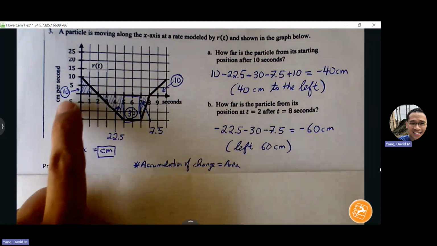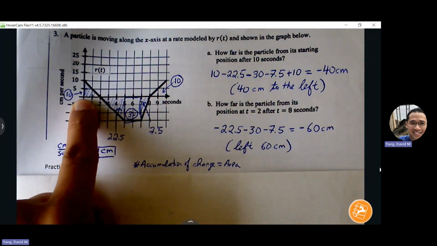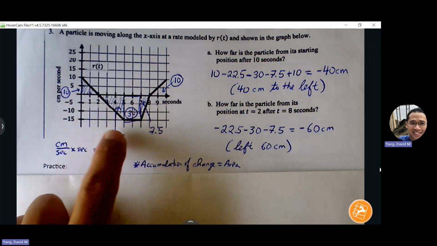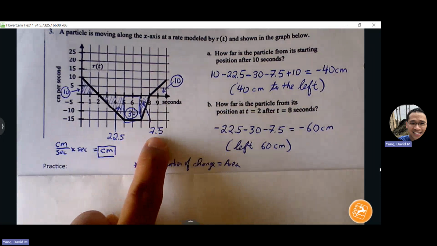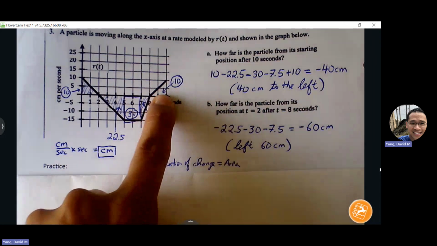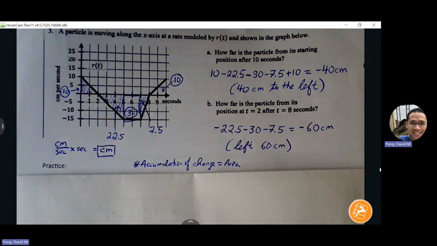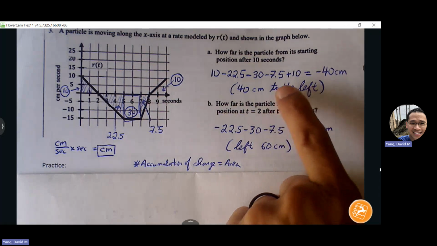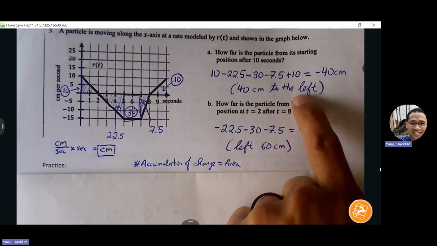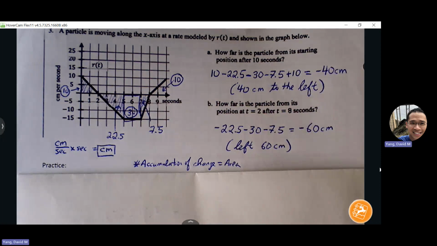So the first 10 seconds here, I first traveled 10 centimeters to the right, then 22.5 centimeters to the left, 30 centimeters left, 7.5 centimeters left, and 10 centimeters to the right. Now you may decide that you want to build different shapes. That's fine. But triangles or rectangles, I think, are the easiest to see. So that negative 40 just means that this object is going to end up 40 centimeters to the left of where it started.